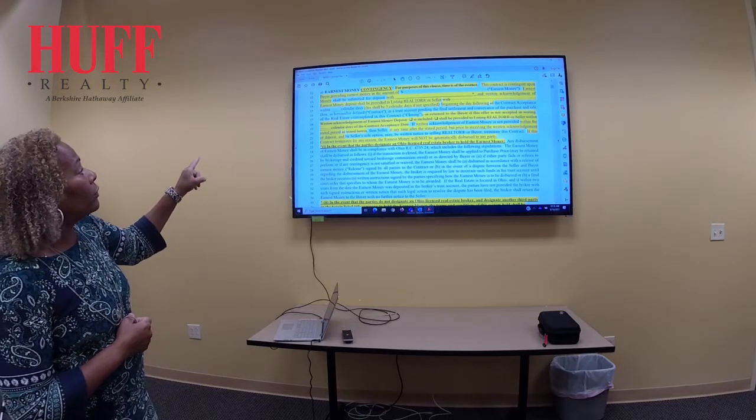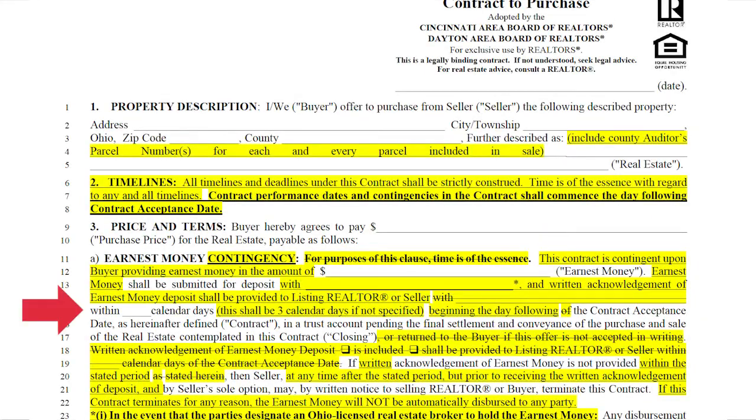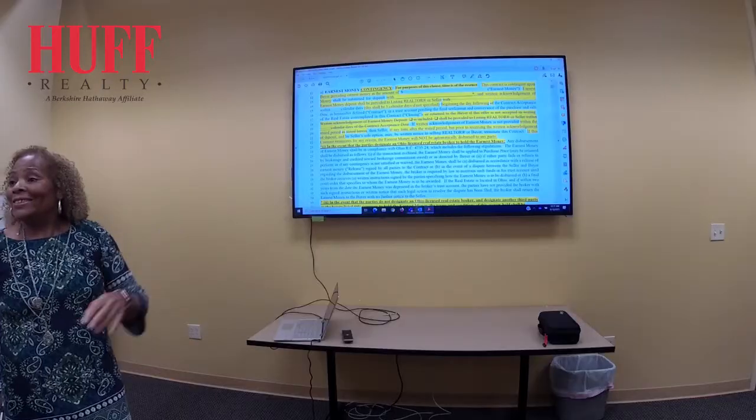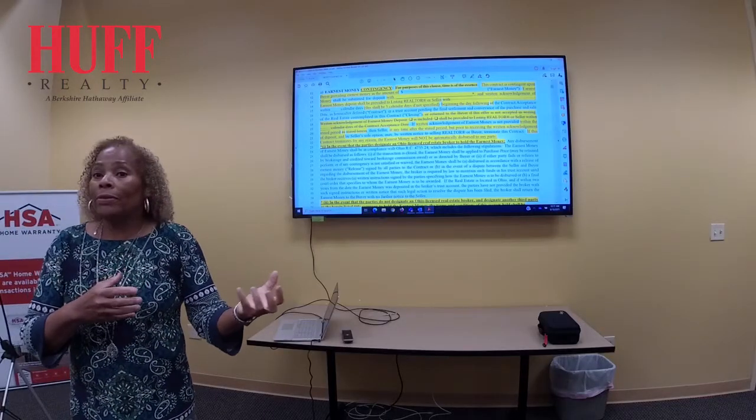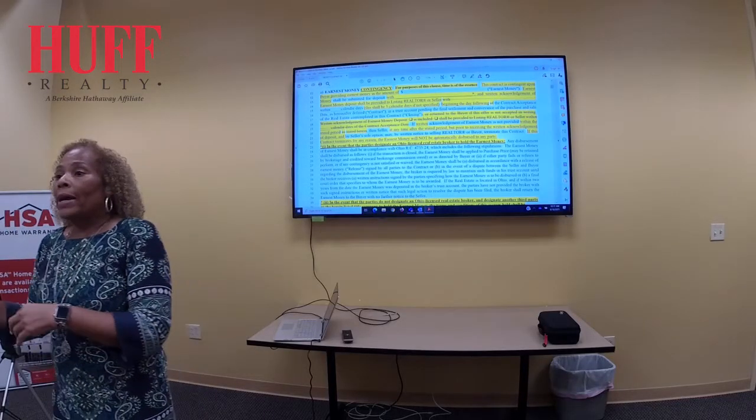But here where it says within blank calendar days, you can put whatever number of calendar days you want in there, but the next part says that if you don't specify a number of days, it's automatically going to be 3 days. But now, you should never leave a blank in a contract, right? So I don't know that it was really necessary to say that if you don't put a time in there, it's going to be automatically 3 days.